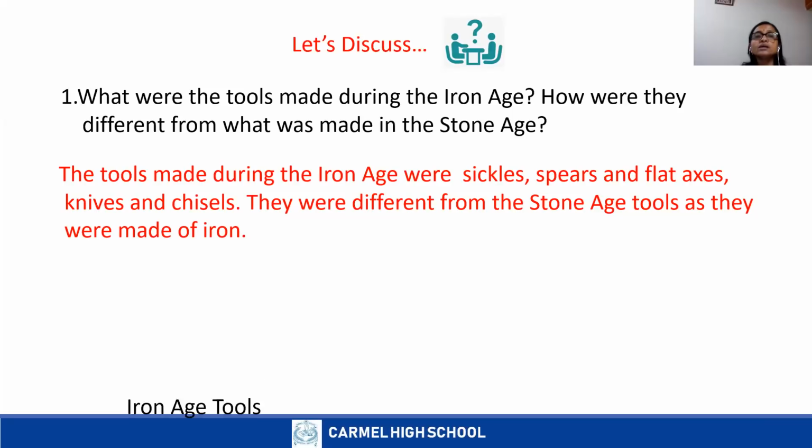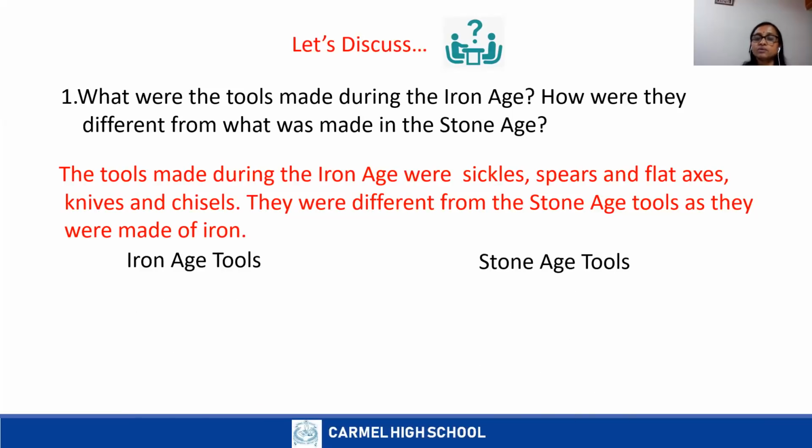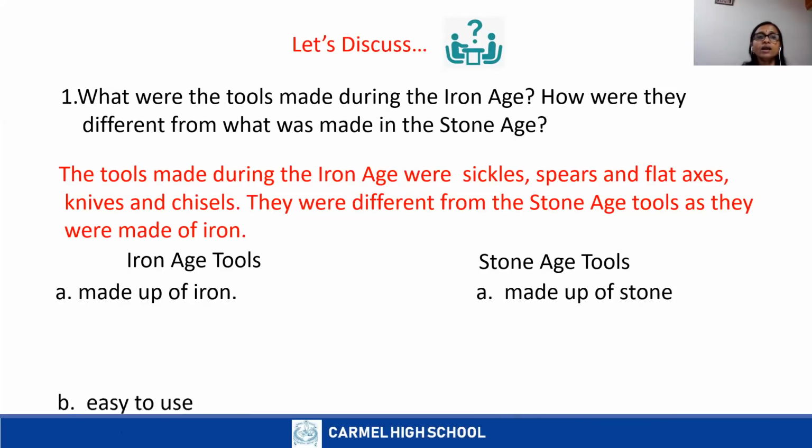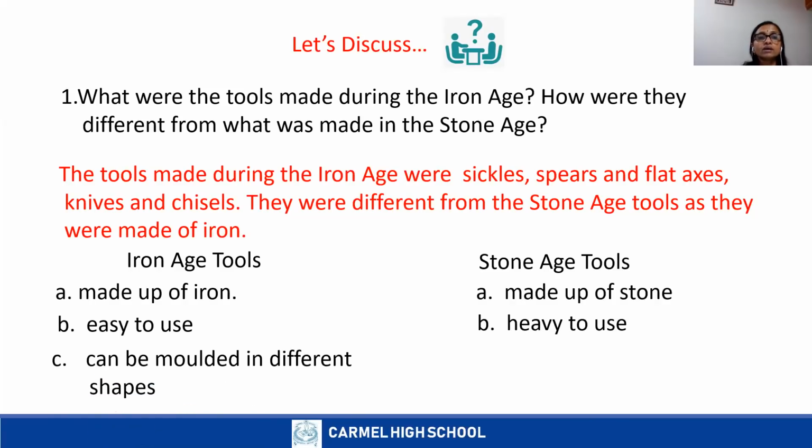Now next, let us see the differences here in different Iron Age tools and Stone Age tools. Made of iron and here made of stone. And easy to use and here heavy to use. Then can be molded in different shapes because metal can be molded in different shapes. Cannot be, okay, not in many shapes.